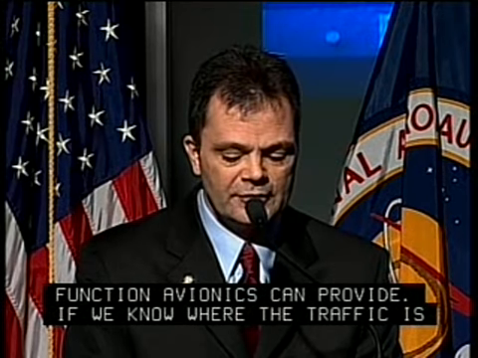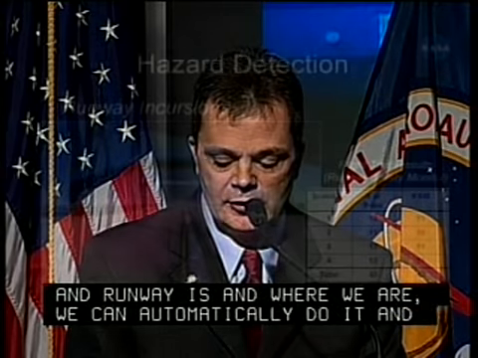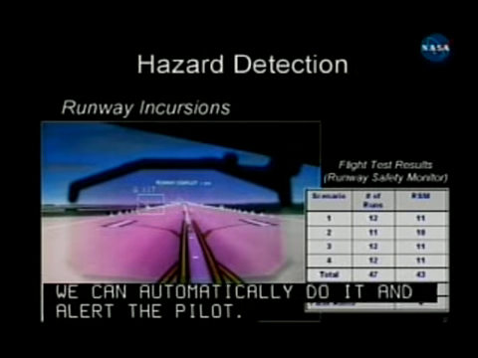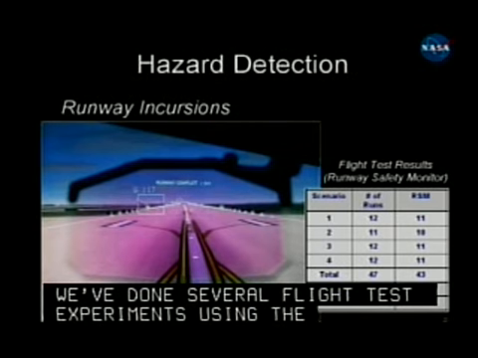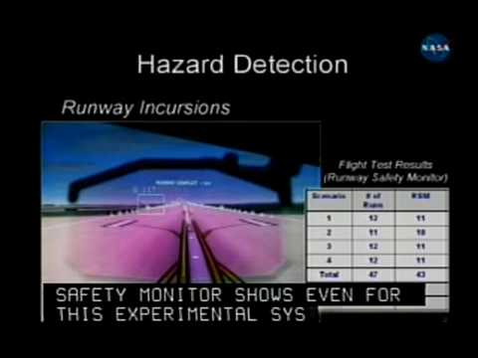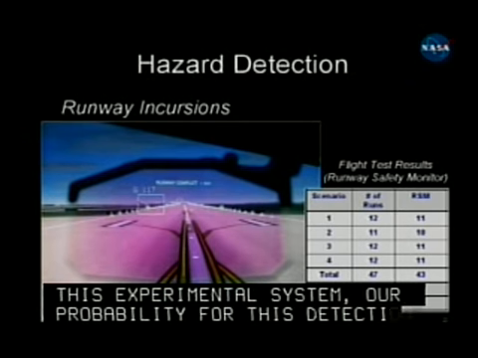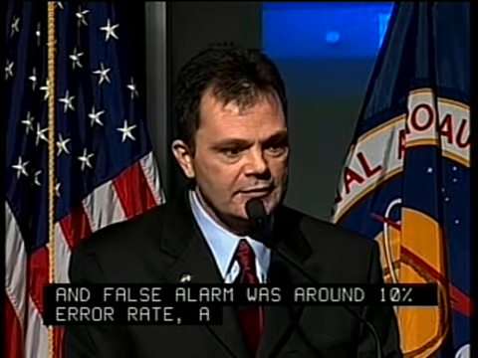And this is an example presentation on a HUD, and we've done several flight test experiments using something we call the runway safety monitor that shows that even for this experimental system, our probability of misdetection and false alarm was down around the 10% error rate, which is a nominal acceptance rate to the pilots. And so with that, next chart.